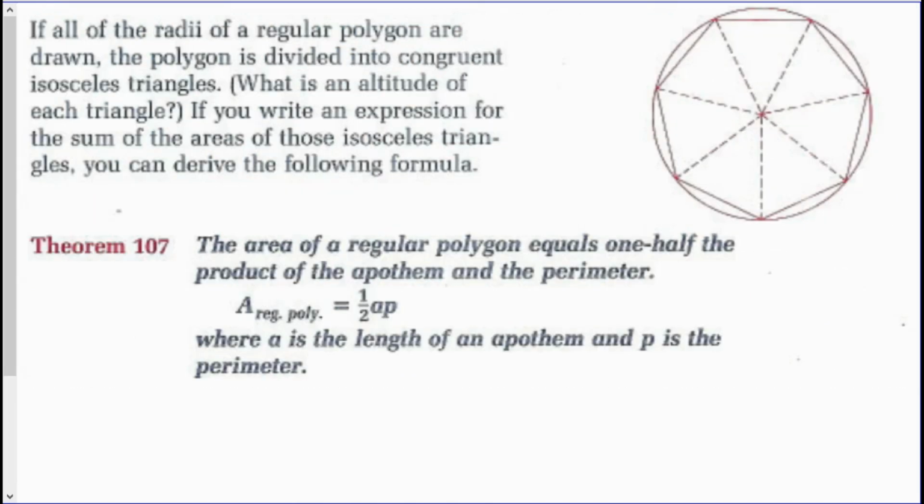So if all of the radii of a regular polygon are drawn, the polygon is divided into congruent isosceles triangles, where the altitude of all these triangles, if I draw one in, would be my apothem. So if I write an expression for the sum of the areas of these isosceles triangles, I'll get the following formula for a regular polygon. So the area of a regular polygon will equal 1/2 the product of the apothem and the perimeter, where A is the length of the apothem and P is the perimeter.